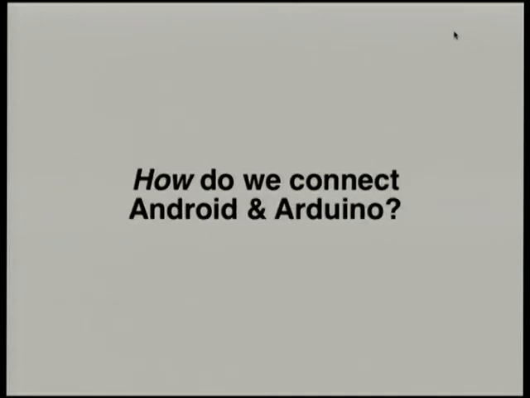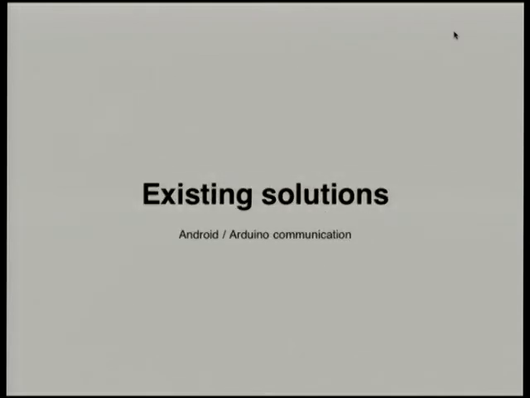So the next question is, how do we connect these two things together? Well, until midway through last year, there were a number of unofficial solutions for connecting things together. One of them was Amarino, which still exists and allows you to connect the Arduino using Bluetooth, so you'd need a Bluetooth shield on your Arduino and then use the Bluetooth functionality of your phone.